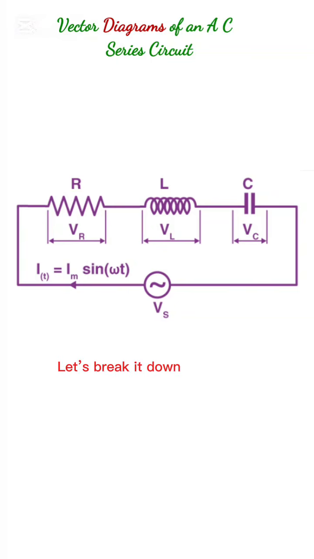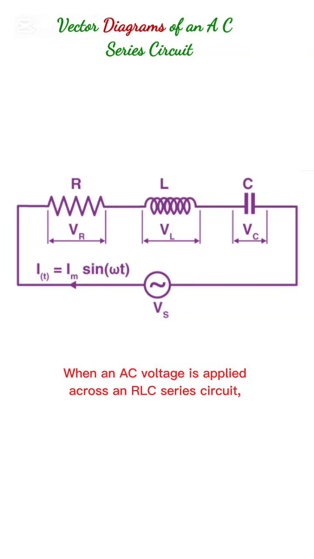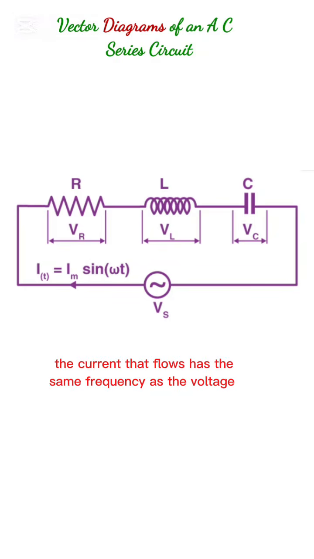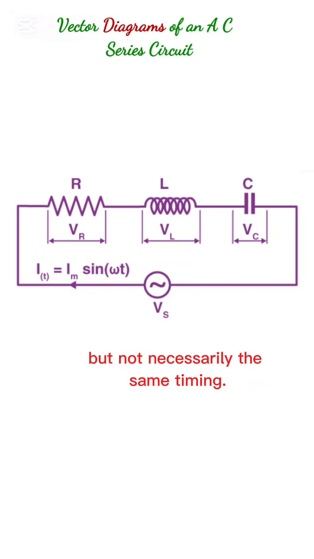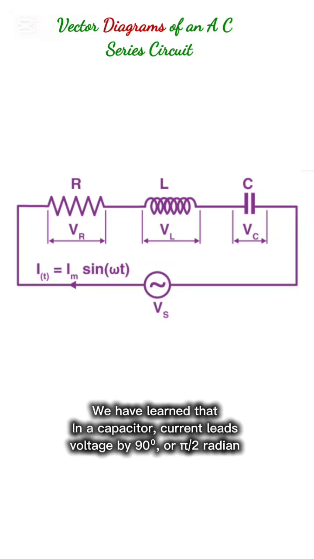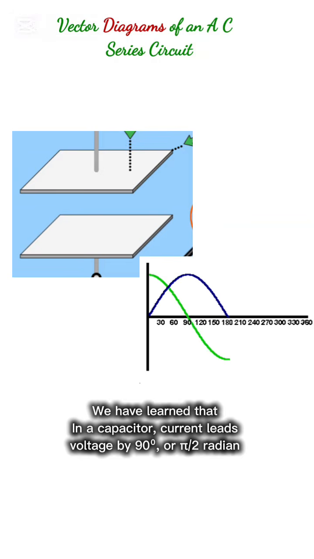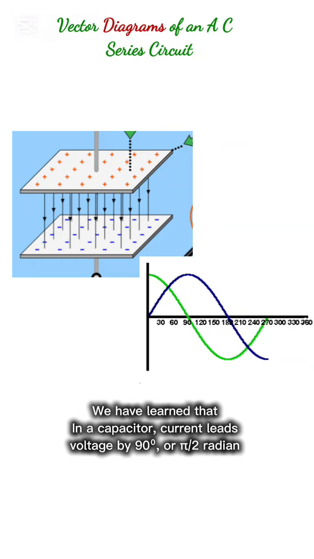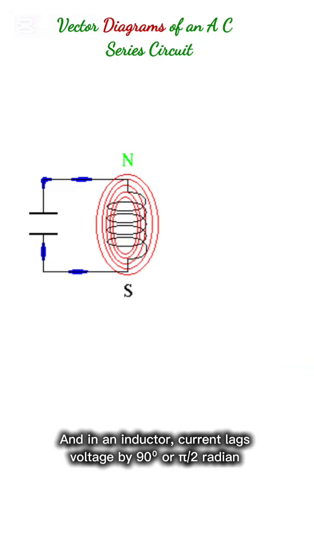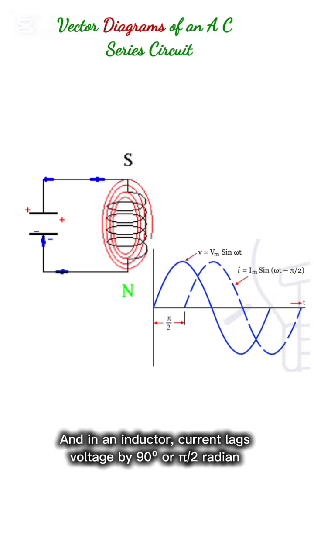Let's break it down. When an AC voltage is applied across an RLC series circuit, the current that flows has the same frequency as the voltage, but not necessarily the same timing. We have learned that in a capacitor, current leads voltage by 90 degrees or pi over 2 radian. And in an inductor, current lags voltage by 90 degrees or pi over 2 radian.